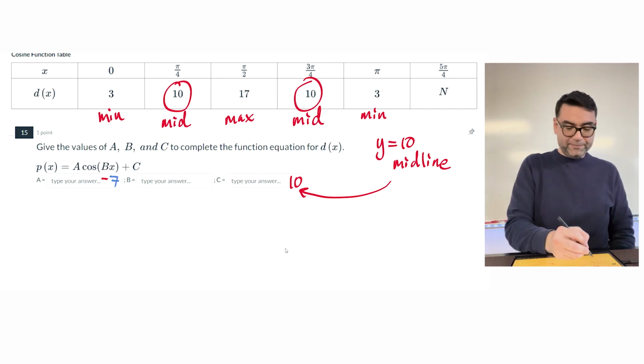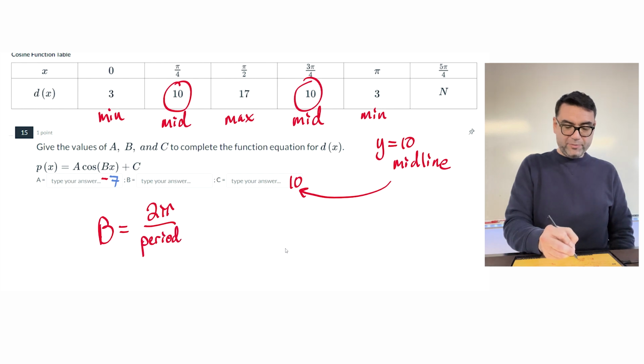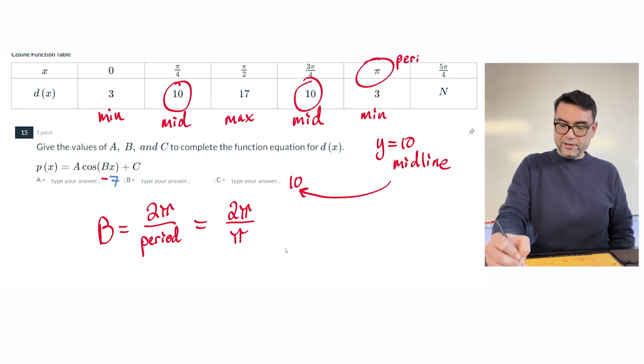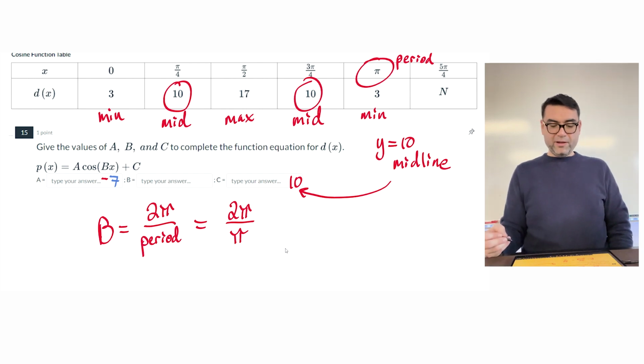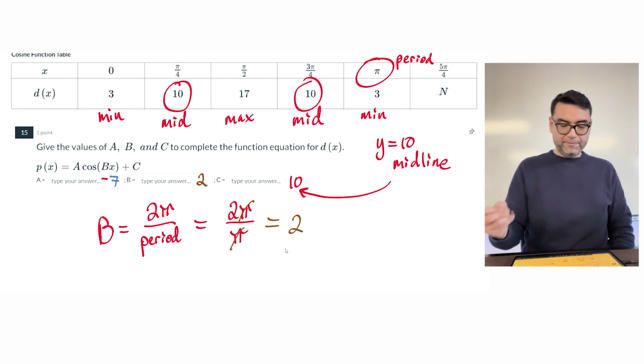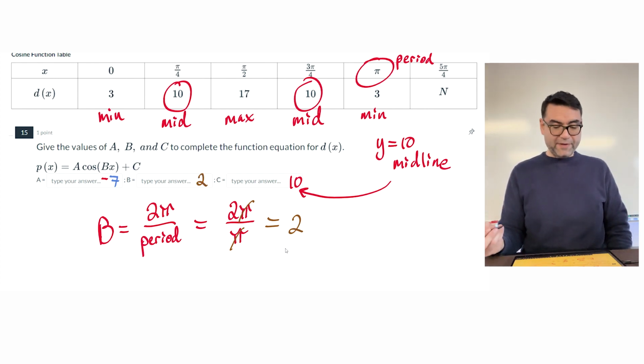And then to find B, you take the period, and the expression is 2 pi over your period. That's your B value, and we have 2 pi over pi, right? This value here is where the period ends for the function. So this would be 2. So that's our B value, 2. So our function is -7 cosine of 2x plus 10.